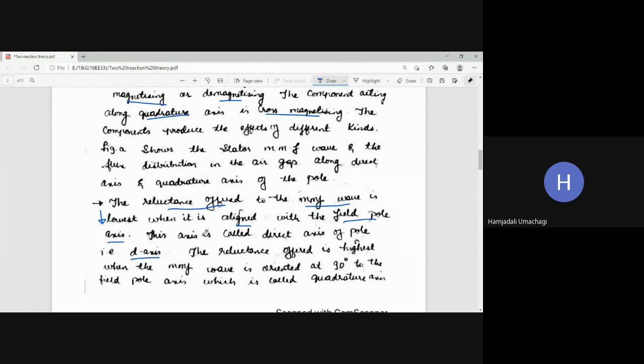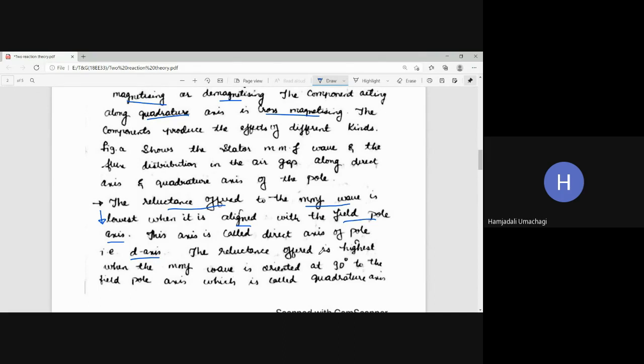Whenever this MMF wave is along the field pole axis, it experiences very less reluctance, and that axis we call the direct axis or pole axis. Similarly, when the MMF wave is at 90 degrees to the direct axis, it experiences the highest opposition, the highest reluctance, and that axis we call the quadrature axis.